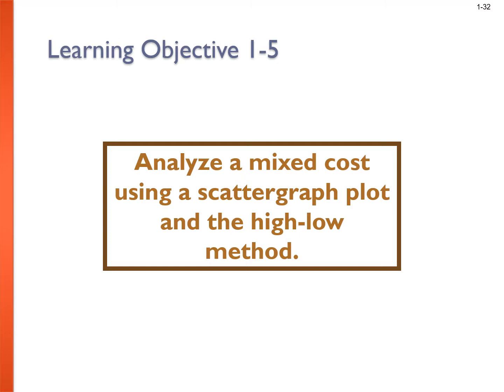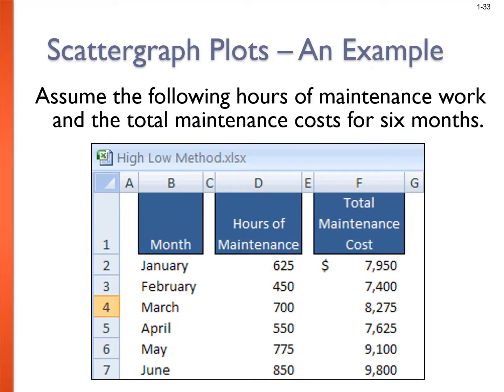Now, analyze a mixed cost using a scatter graph plot and the high-low method. So how do we analyze mixed costs? Well, we could use different methods. A scatter graph, here's an example. Assume the following hours of maintenance work and the total maintenance cost for 6 months are as follows. So you can see the information there.